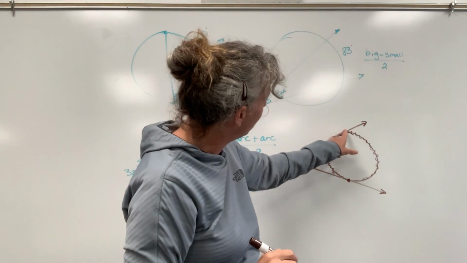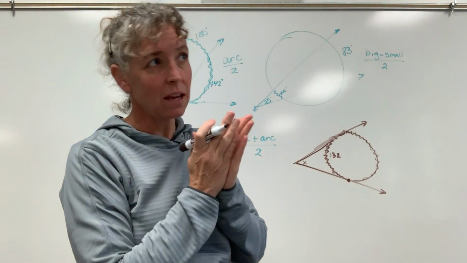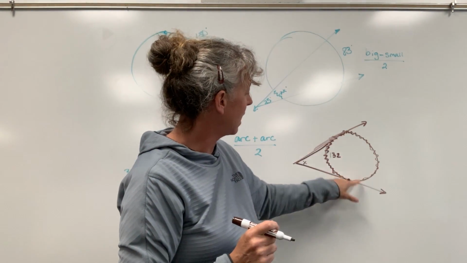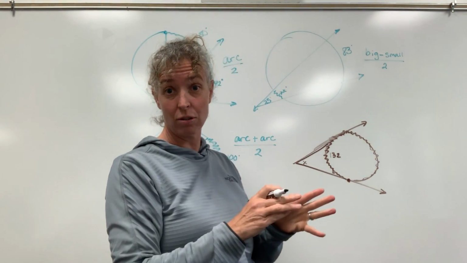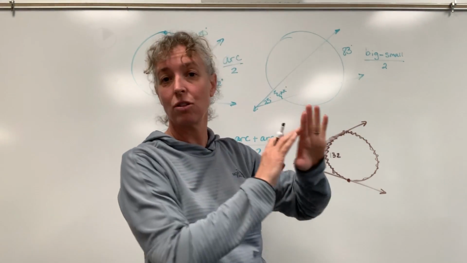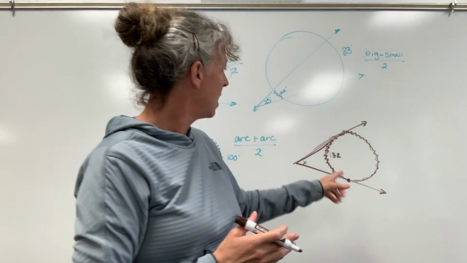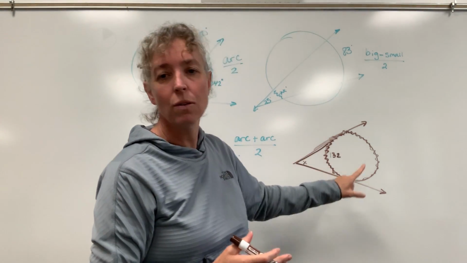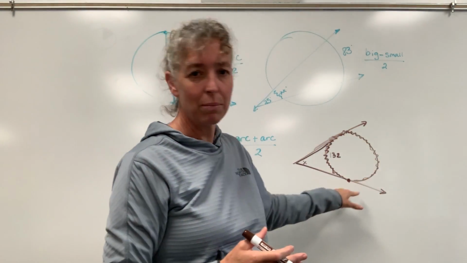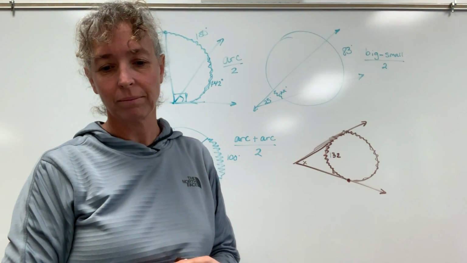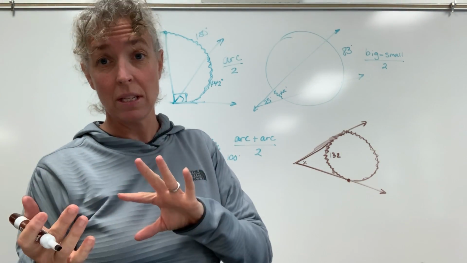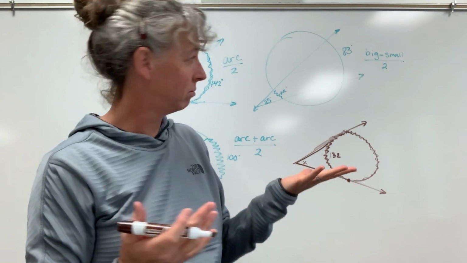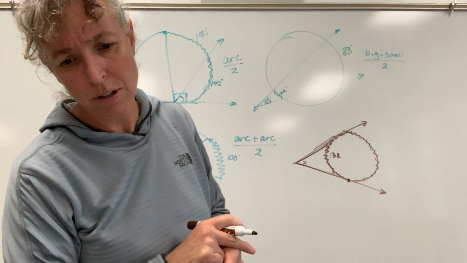Okay, the big arc, because it's two tangents, the big arc and the little arc make the entire circle. So if I know an entire circle is 360 degrees and I've already used 132 of it here, can I figure out how big this big arc is? Couldn't I just go 360 minus 132? Okay, and I think they did that for us. It's 228.